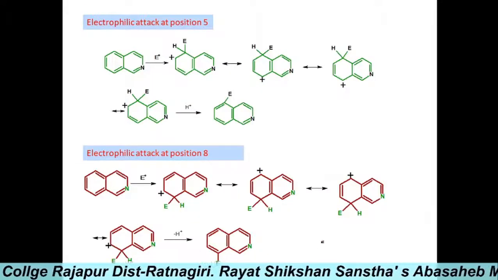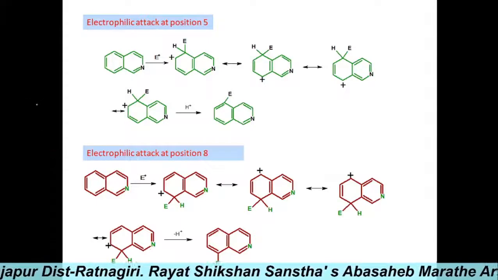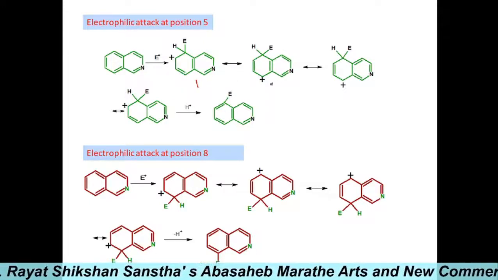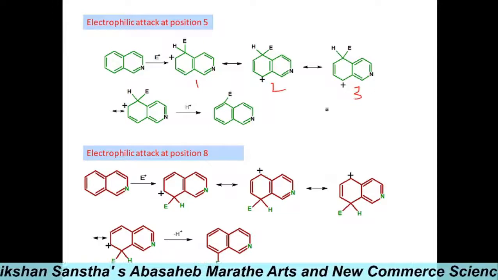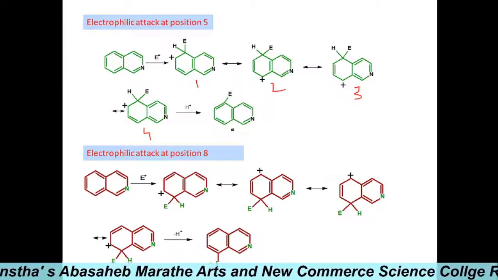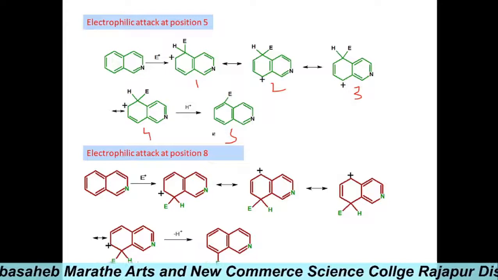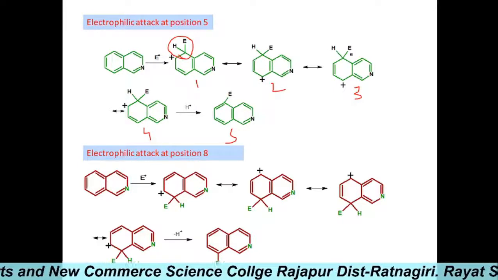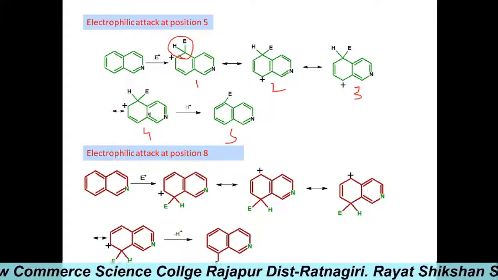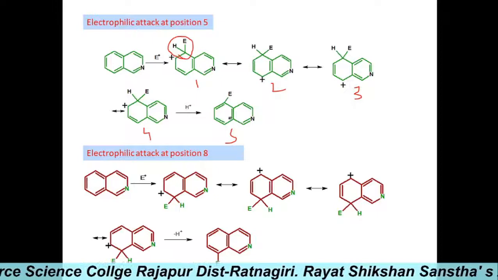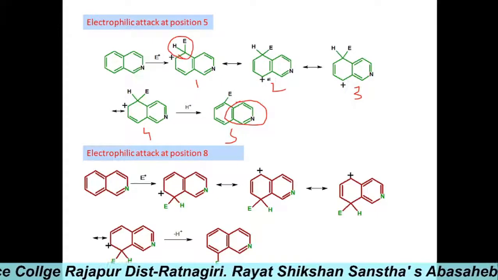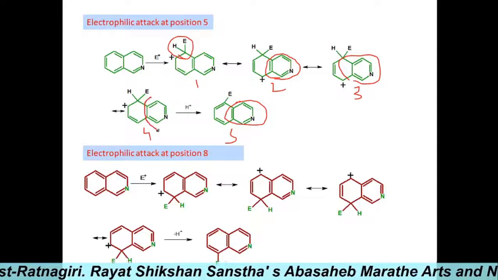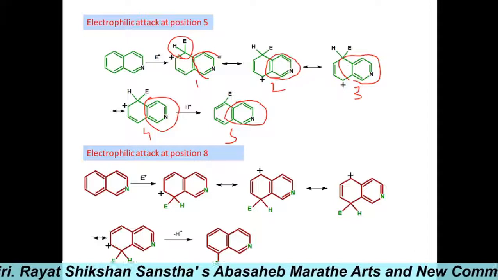Now we have the pictures. They show how electrophilic substitutions are possible at the 5 and 8 positions. This is structure 1, this is 2, this is structure 3, this is 4, and this is structure 5. It is clear that electrophilic substitution at the 5 position forms an intermediate carbocation which is stabilized along all the rings, and the aromaticity of the pyridine ring is not disturbed. In all structures, the aromaticity of the pyridine ring is not disturbed.